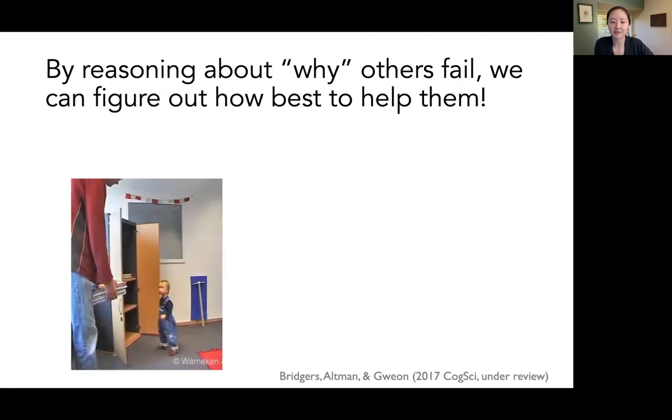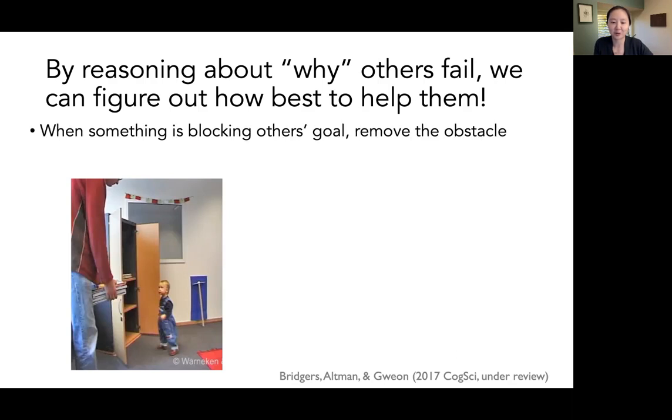Some of you may have seen this video of a young toddler who's opening up the cabinet to help this person. Around the same age, they opened this cabinet door for this person whose hands are full of books. In this case, it's pretty simple to figure out how to help. When there is something that's blocking other people's goals, then remove that obstacle. And even that is already pretty impressive for 1-year-olds.